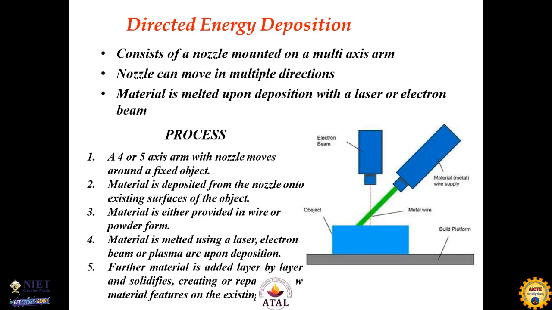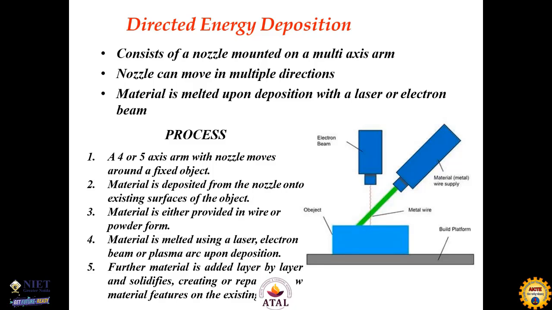Then the other process is called directed energy deposition. It consists of a nozzle mounted on a multi-axis arm. The nozzle can move in multiple directions. Material is melted upon deposition with a laser or electron beam. This is basically a new technology, directed energy deposition, also known as DED.